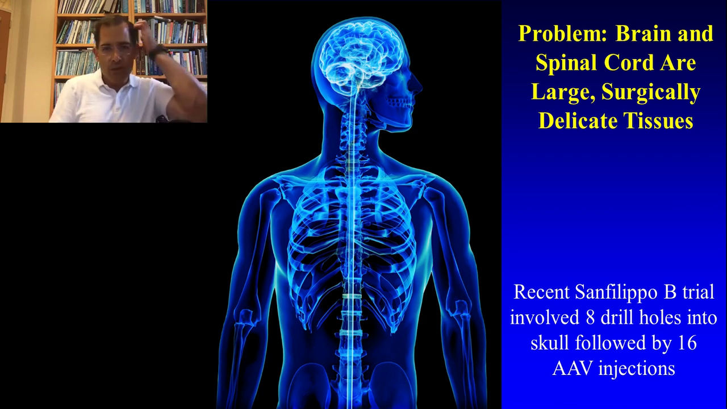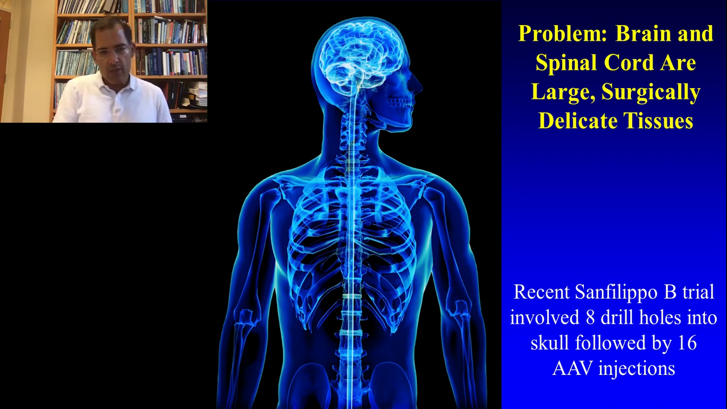So the problem for delivery to these tissues is that they're very large tissues. The brain is large in volume, and the spinal cord is very long. And it's very difficult to treat them like a pincushion, meaning it's hard to do enough direct injections into these tissues to be able to expose the full volume of those tissues to a virus.